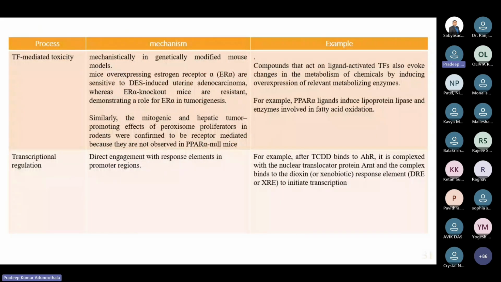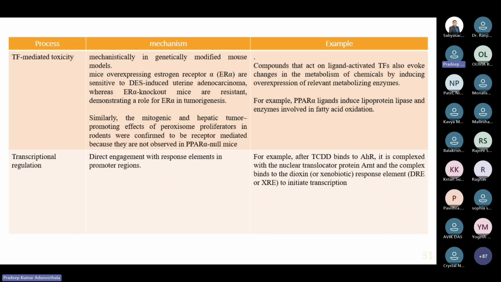And the third one is transcription factor mediated toxicity, where this is defined mechanistically by genetically modified mouse models. Mice overexpressing estrogen receptor alpha, ER alpha, are very sensitive to the DES induced uterine adenocarcinomas, whereas ER alpha knockout mice are resistant, demonstrating a role for ER alpha in tumorigenesis. Similarly, the mitogenic and hepatic tumor promoting effects of peroxisome proliferators in rodents were confirmed to be receptor mediated because they are not observed in the PPAR alpha null mice.